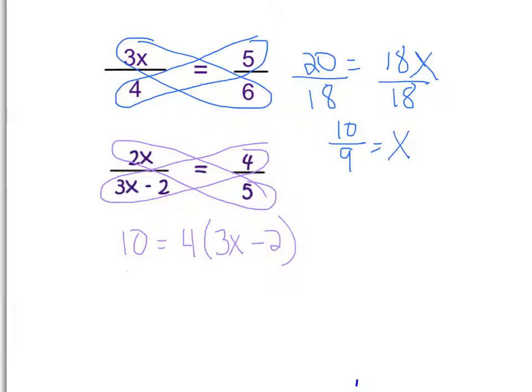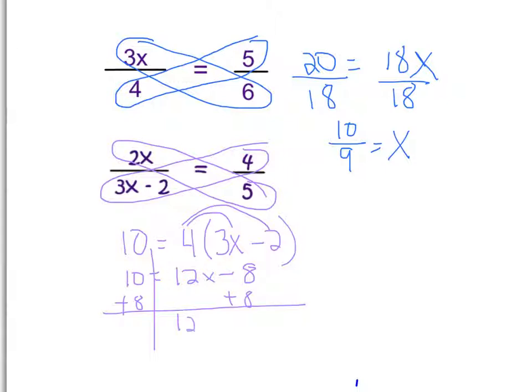So I'm going to continue. 10 equals, and use the distributive property. 4 times 3x is 12x. 4 times 2 is 8. And then I'm going to solve the equation. Here is my variable term. It says minus 8. So I'm going to add 8 to both sides. So now I have 12x equals 18.